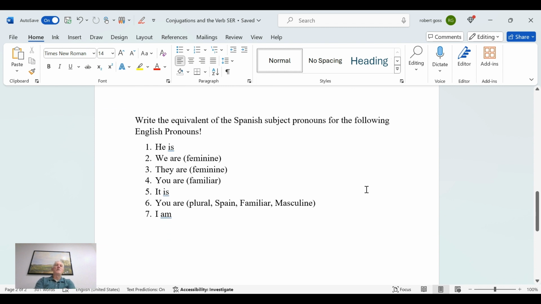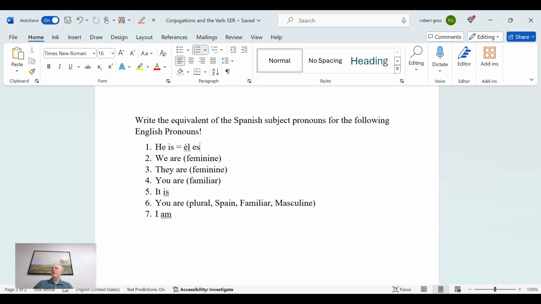All I want you to do is figure out the equivalent of the Spanish subject pronoun and the verb ser for the following English pronouns and the verb ser. So if I have "he is," well, I would expect you to come up with él. Okay, put an accent mark over the L. And I'd say él es. That would be the answer.